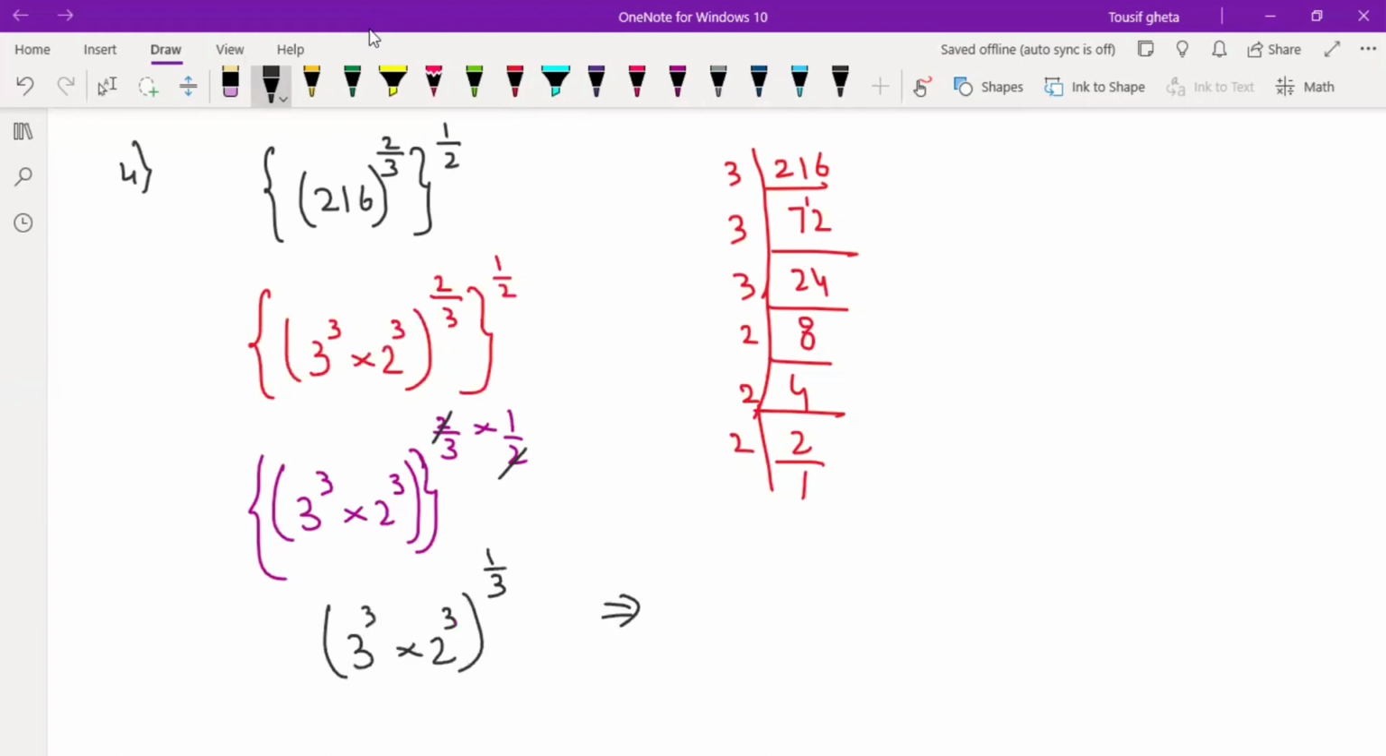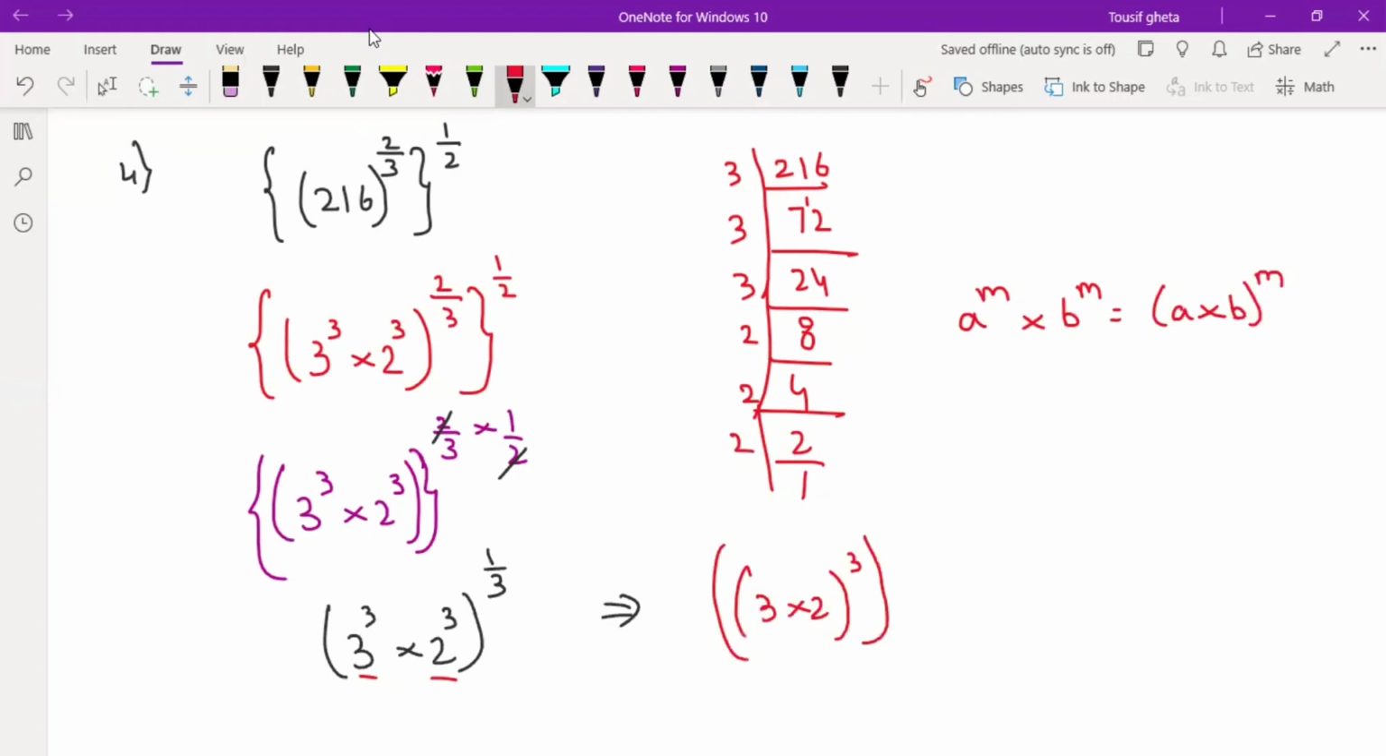As you can see, both the exponents, that is 3 cube and 2 cube, have the same power. So you can apply one of the laws, that is a to the power of m into b to the power of m is equal to a into b whole to the power of m. The power is similar but the base is different, so we can multiply our bases according to the law. So 3 into 2 whole to the power of 3, and again whole to the power of 1 by 3. So we're going to do two things at a time. We're going to multiply the base and the powers as well.